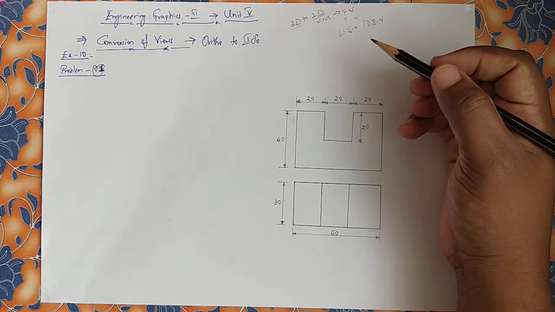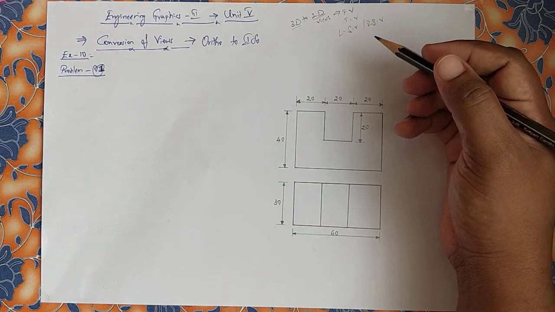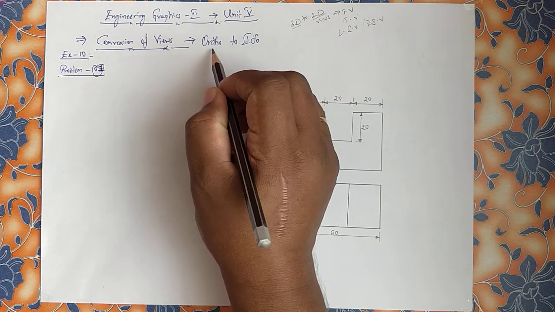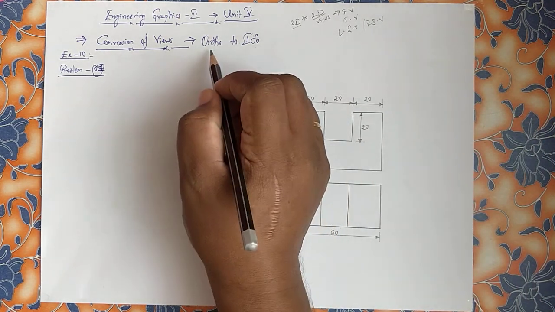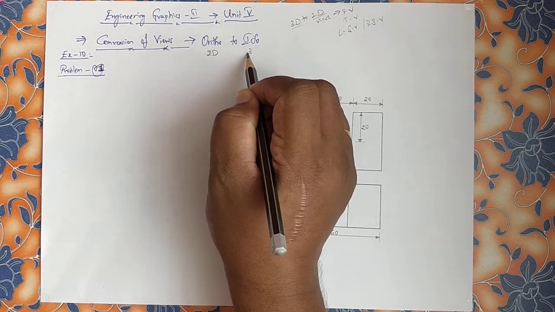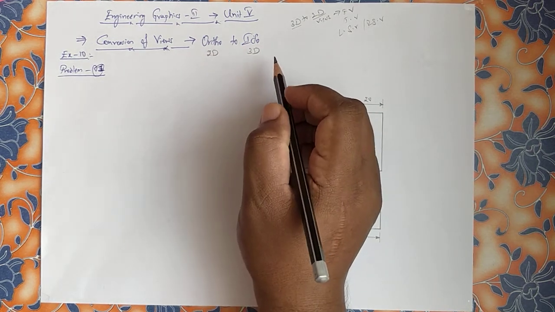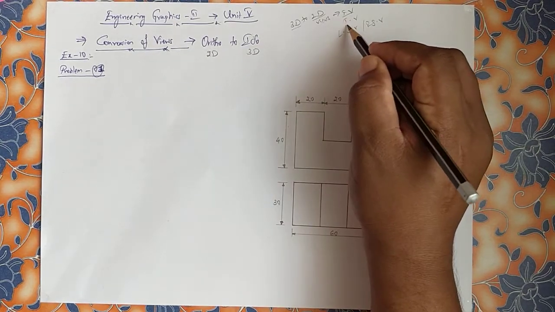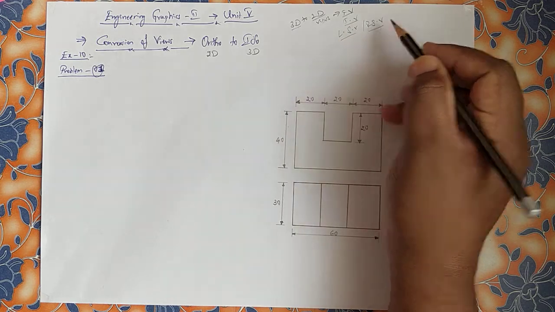Now we are going to do the vice versa of the previously discussed topic: conversion of views from ortho to iso. Ortho, I said, is nothing but 2-dimensional views, and we convert 2-dimensional views to a 3-dimensional view. Now what is a 2-dimensional view? As I said, it's a combination of front view, top view, and left side view or right side view.